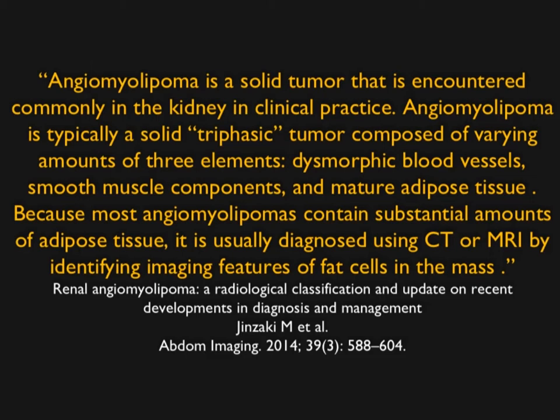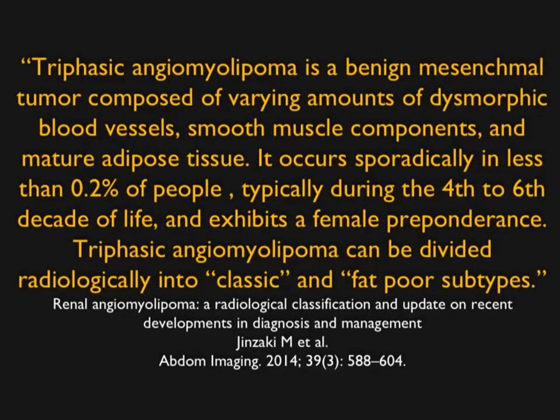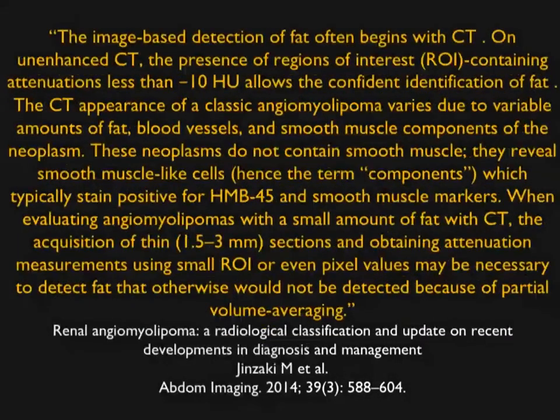This article by Jinzaki also makes the point that the majority are going to be sporadic, in the 4th to 6th decade of life, with a high female predominance. The authors also talk about the appearance on CT. A region of interest less than -10 Hounsfield units is always going to be fat. Most of the time when you have an AML and you put a cursor in, it's probably closer to -50 to -70, but under -10 is going to be fat.